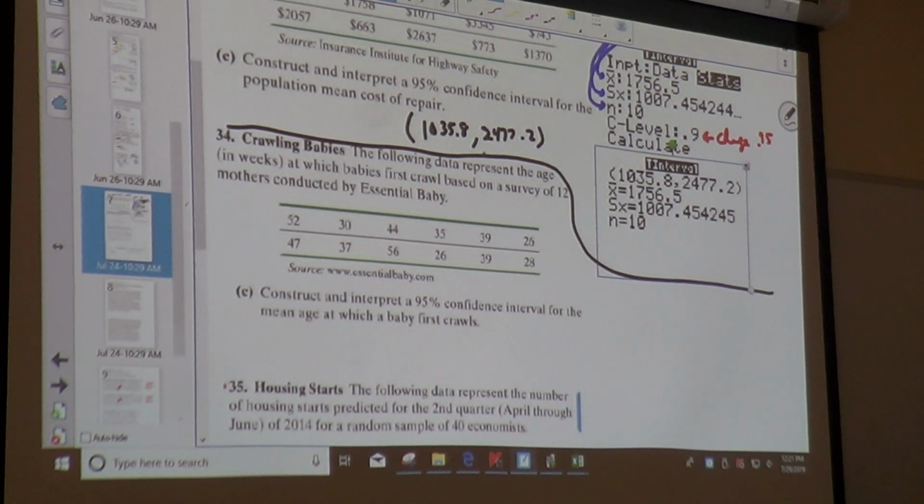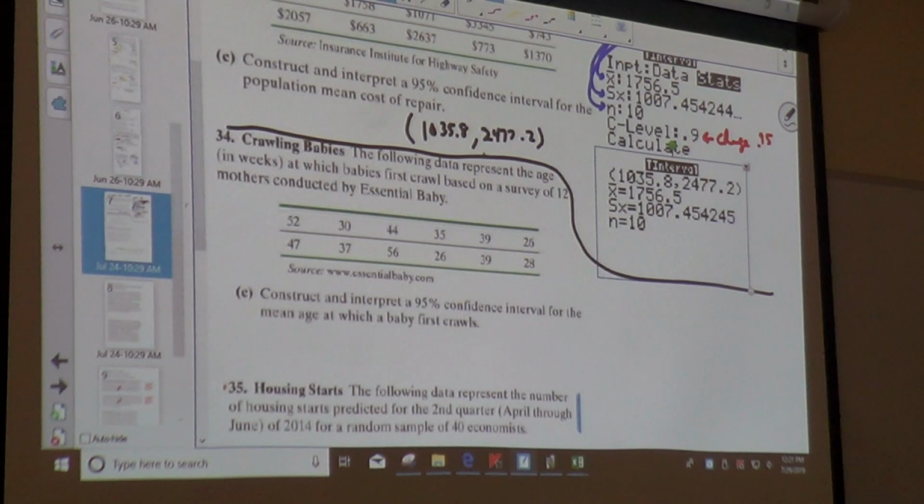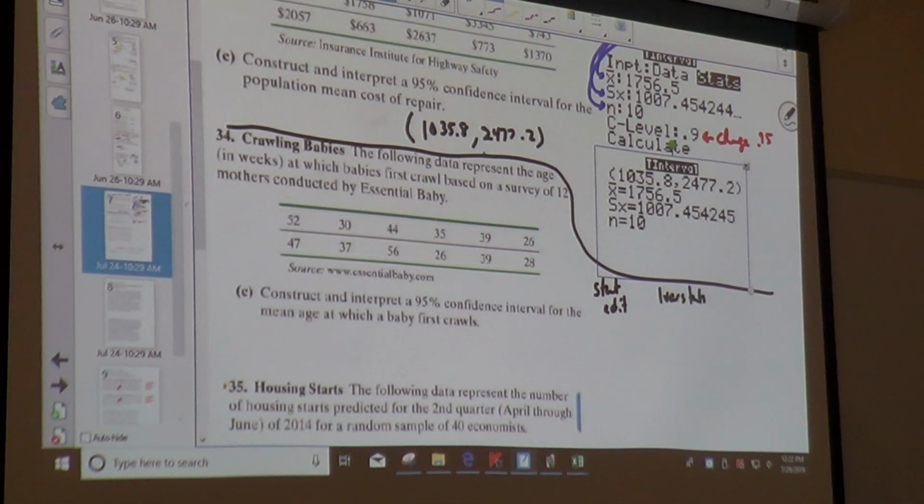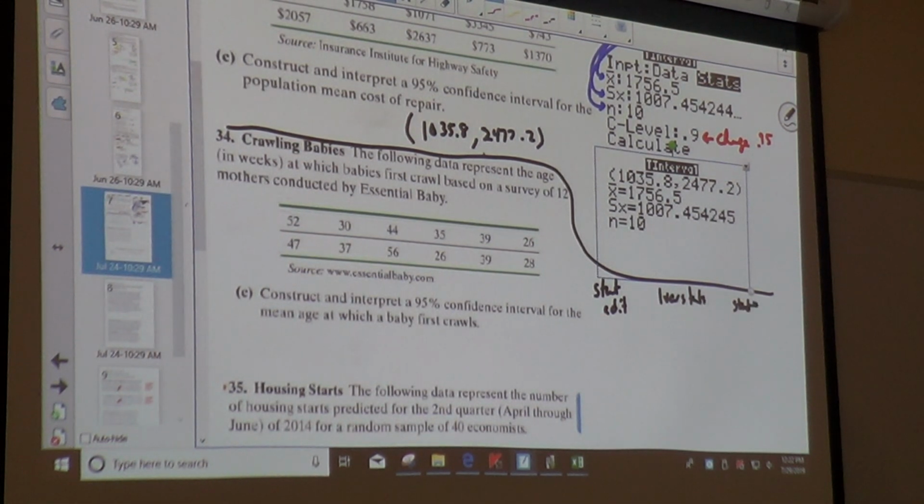So the first thing we do is we do stat edit, and we type in our data. Then we go to 1-var stats, and we get our mean and our standard deviation and our pieces of data. And then we go to stat test, and we go to number 8, which is t-interval.